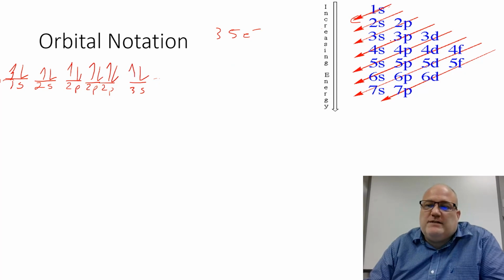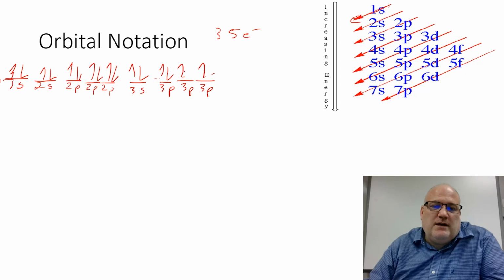Then after the 3s comes the 3p. Again, there are 3 p orbitals always in a set. Again, I'm filling up these orbitals, so I'm going to put one in each one and a second one in each one. After the 3p orbitals, here comes the controversial 4s, which is actually less energy than a set of 3ds. And I'm going to draw my 3ds. 1, 2, 3, 4, 5.